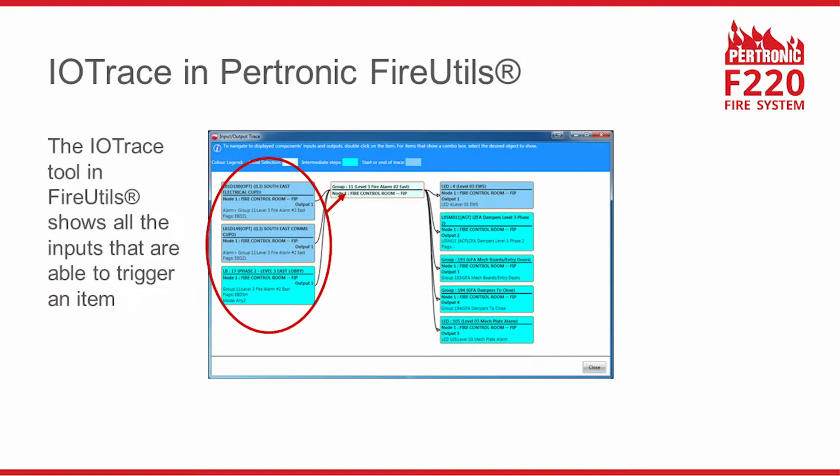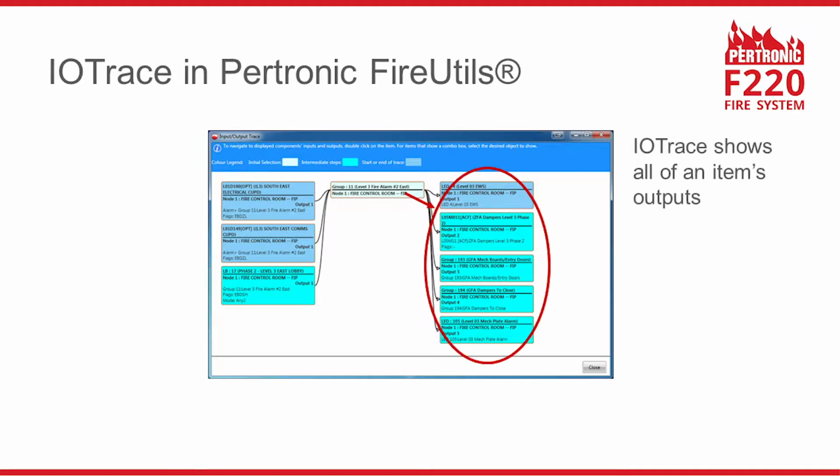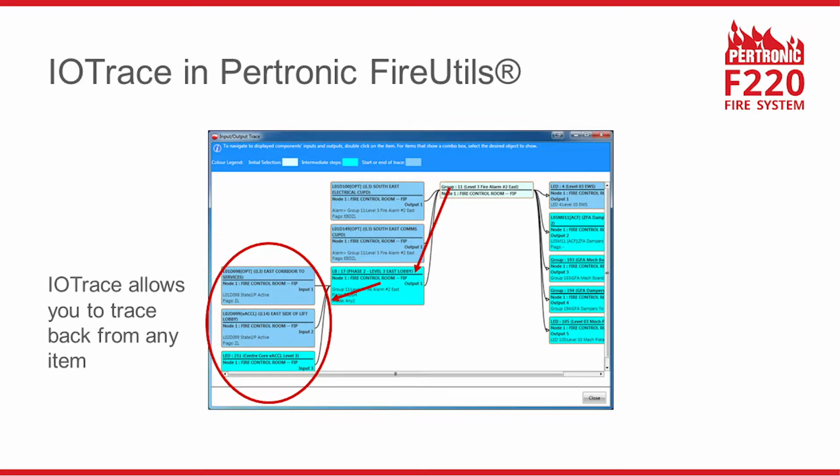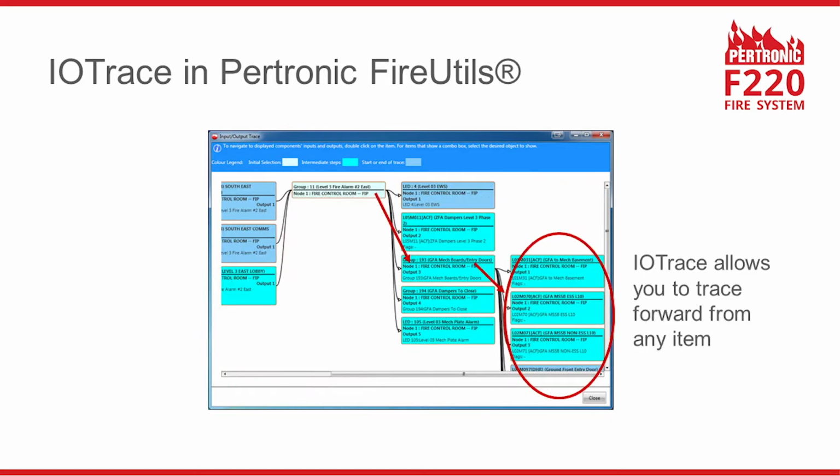Another useful tool in FireUtils is called the Input-Output Trace tool. This tool provides a graphic illustration of all the inputs that are able to trigger a particular item. And here, IO-Trace is showing all of that item's outputs. So you can use IO-Trace to trace back from any item, and you can use IO-Trace to trace forward from any item.